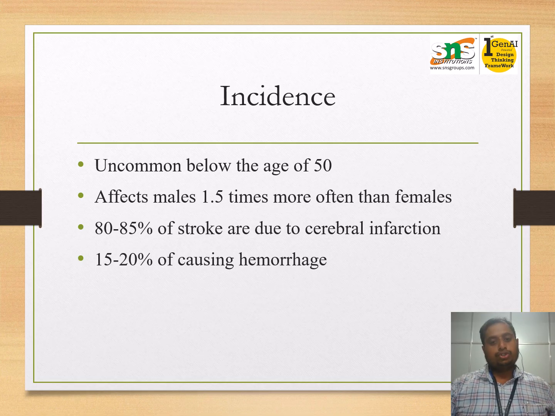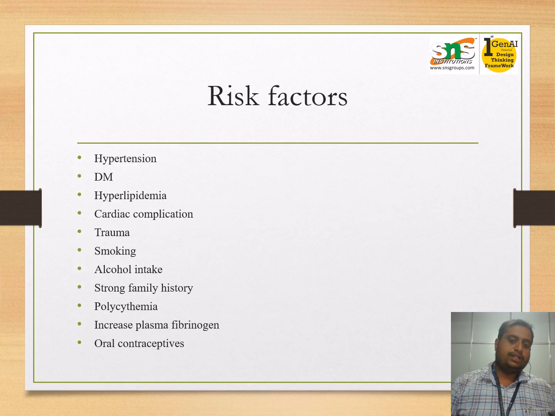80 to 85% of strokes are due to cerebral infarction, because of the emboli I already mentioned. 15 to 20% are because of hemorrhage. The 80 to 85% of stroke is because of ischemia. It may be because of emboli, which start from deep vein thrombosis, or any other plaque, or any other reason.